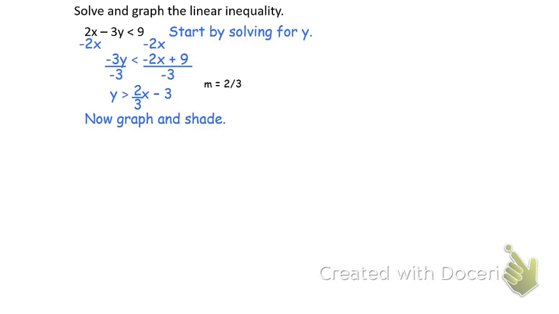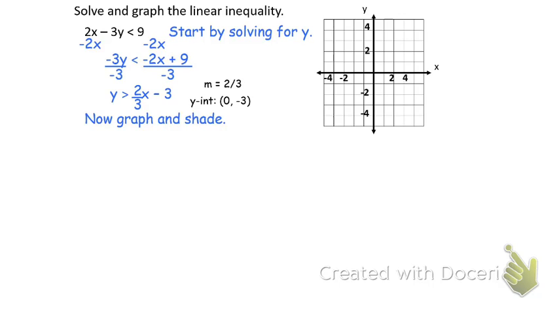Well, the slope of the dividing line is going to be 2/3, and it has a y-intercept of 0, negative 3. So we've labeled and scaled a set of axes, and let's plot the line. Starting at 0, negative 3, and then moving with the slope of 2/3. Go up 2 and over 3 to the right. Or we could go down 2, but then have to go 3 to the left. It is a dashed line because we do not have or equal.